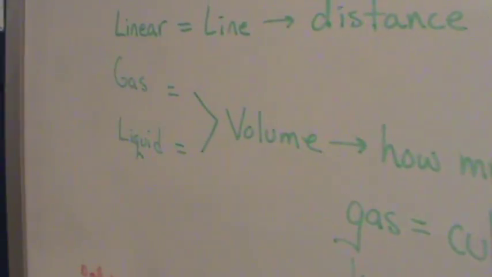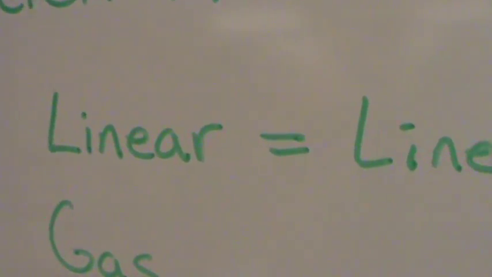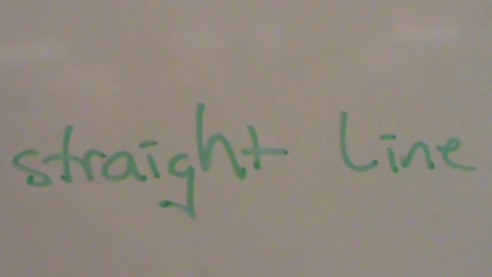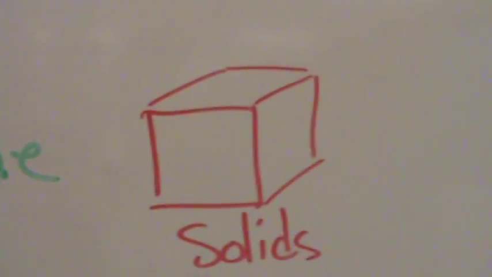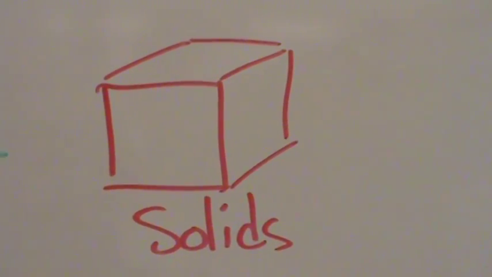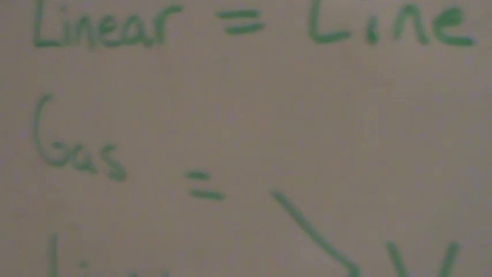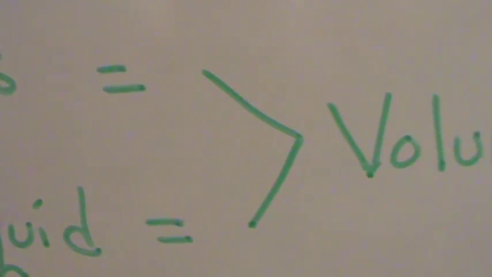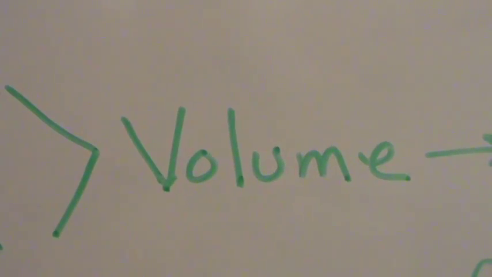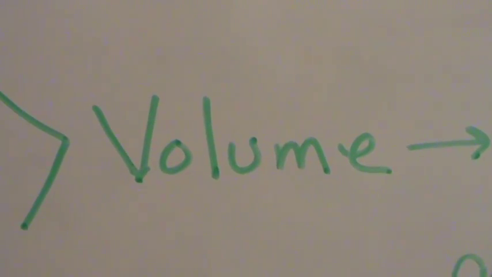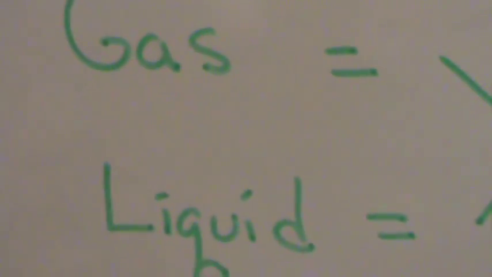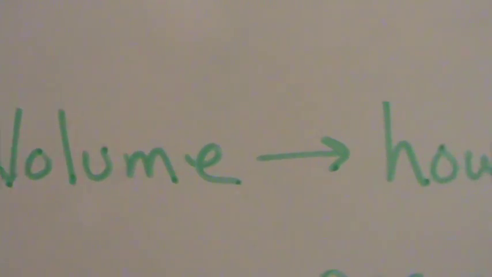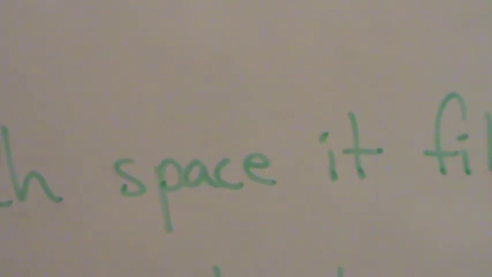So if we look at this again, linear measurement means on a line, or the distance on a straight line. And we use this to measure solids down each side. Then we have gas and liquid measure. Both of those are what we call volumes, or how much space either the gas or the liquid occupies. Think of it like a box, and we're trying to fill a box up. So again, volume, how much space it fills.